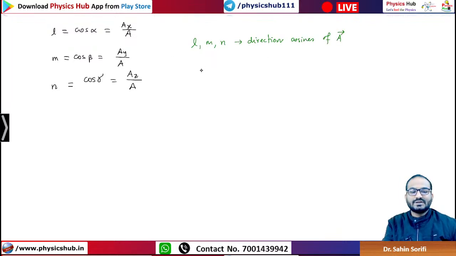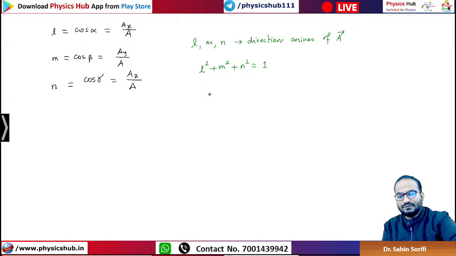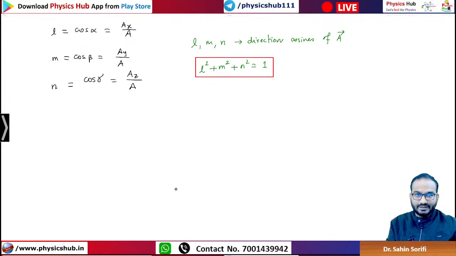These direction cosines follow this property, and you should remember that if you take L square, M square, N square, they will give you 1. This one needs to be remembered. In your numerical questions, this formula may be utilized.